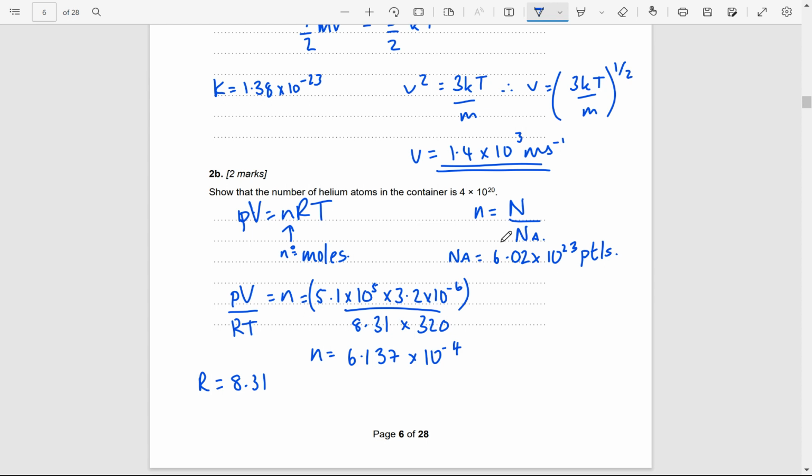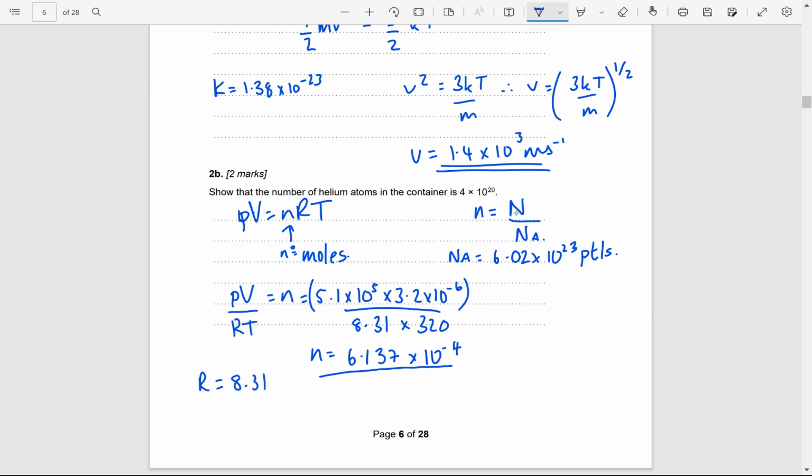So, for example, if I had 12.04 times 10 to the 23 particles in real life, if I divide that by Avogadro's constant, you might be able to recognize that that divided by that is going to be 2. So that means I've got 2 moles. Basically, the number of moles is how many lots of Avogadro's constant do I have. So I have this many lots of Avogadro's constant.